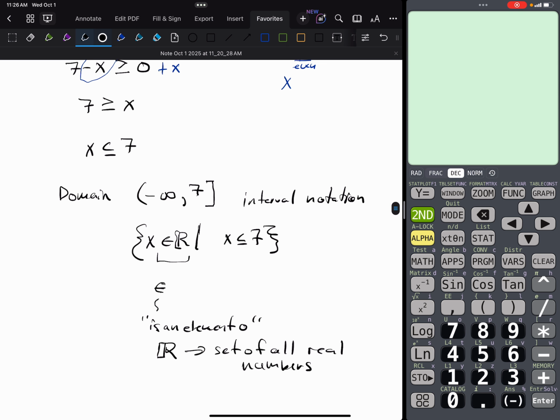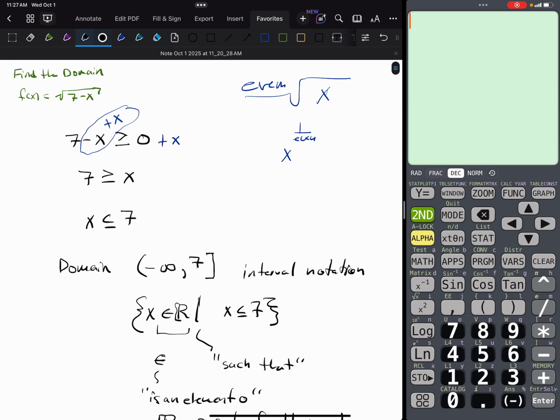And then this vertical bar reads "such that." And so if I'm translating this, it literally translates into a sentence: x is an element of the real numbers such that x is less than or equal to 7. We just compress that into a set of symbols.